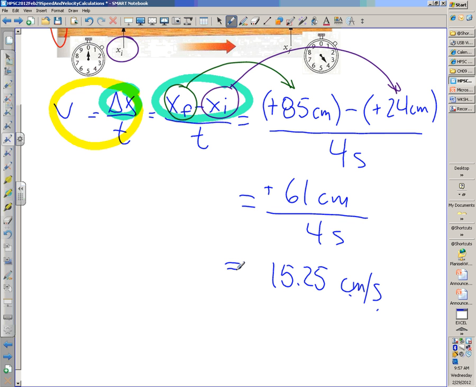What does velocity tell us? It tells you how fast or which way. Not or, it tells you how fast and which way. So that makes it a vector quantity.